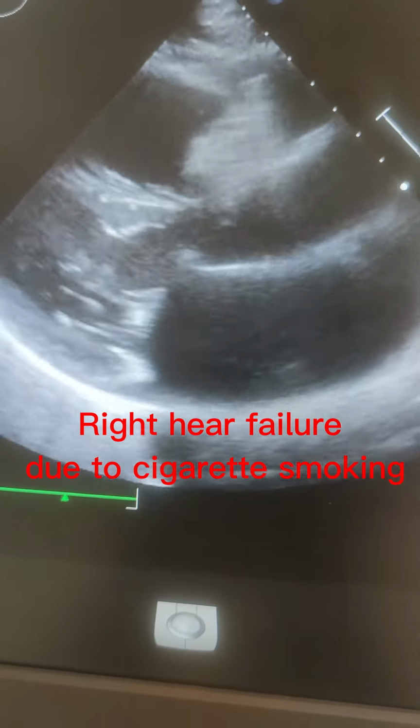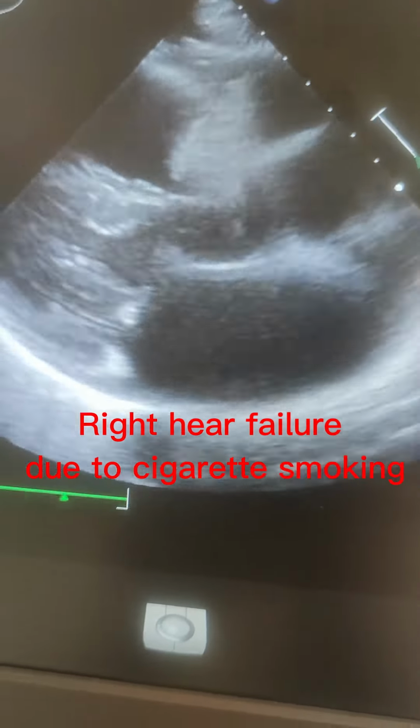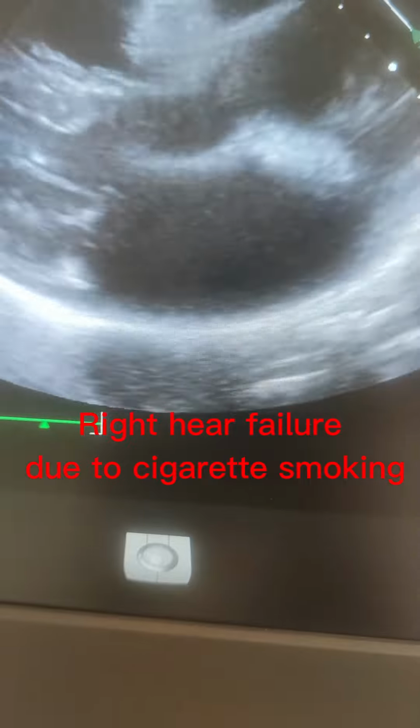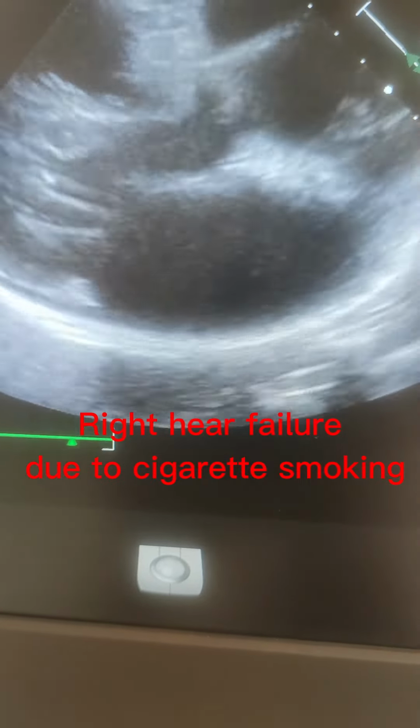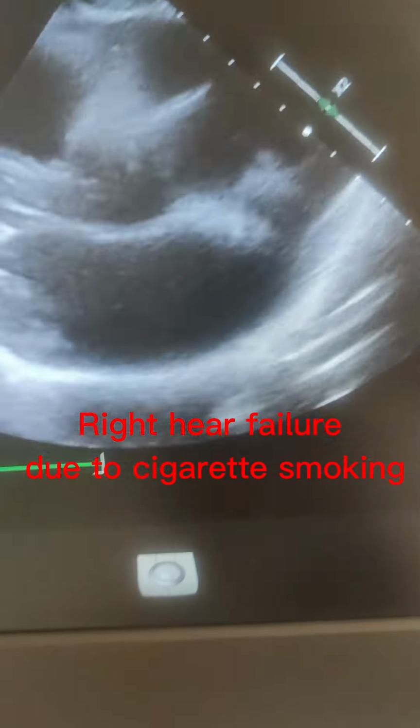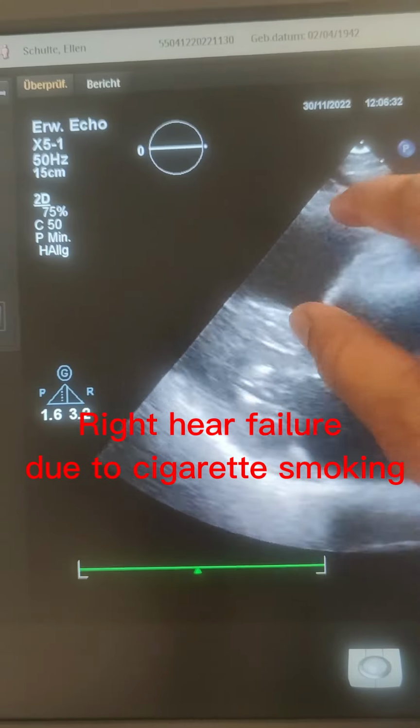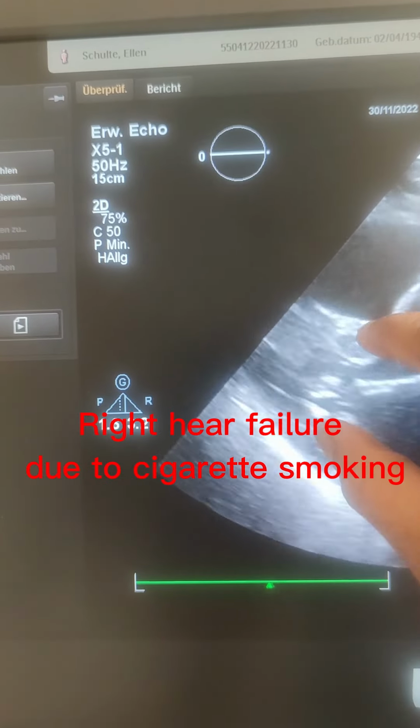So this is the heart of a patient. It's a female patient that came to me because she was not breathing well. Her legs were swollen and she had chest pain. If you notice very well, the right ventricle is bigger than the left ventricle.